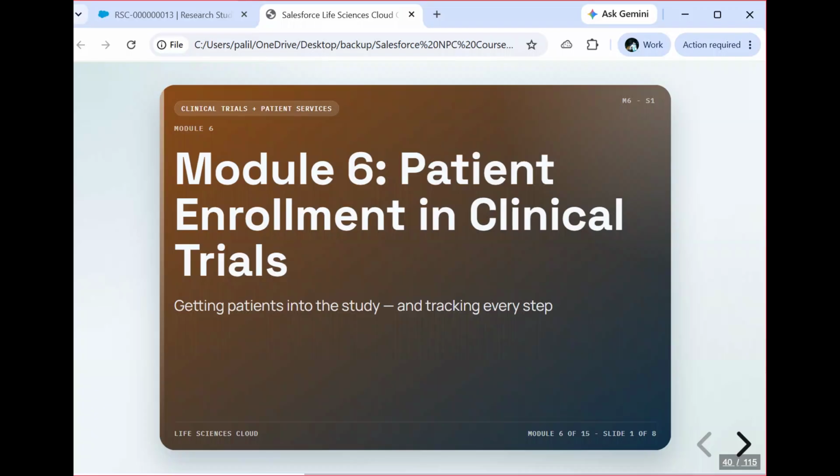Welcome to Module 6. We have our trial, our site, and our site team. Now it's time to enroll patients. Patient enrollment is at the heart of clinical operation. It's the moment the trial becomes real. In this module, we will walk through the enrollment process and create our first participant record in Salesforce.